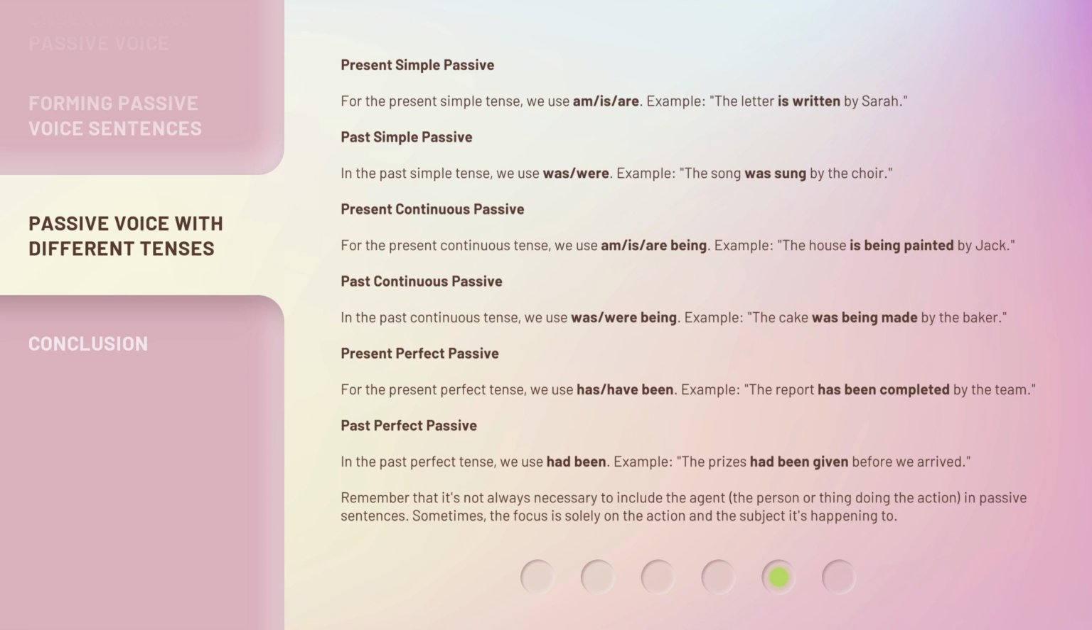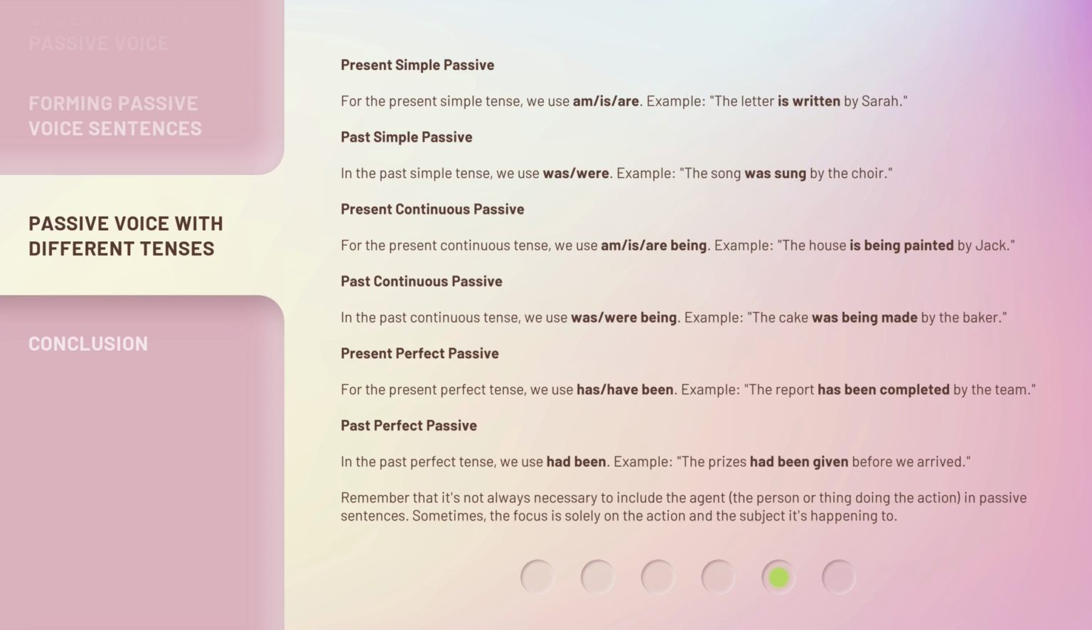Present continuous passive. For the present continuous tense, we use am, is, are being. Example: the house is being painted by Jack. Past continuous passive. In the past continuous tense, we use was, were being. Example: the cake was being made by the baker.